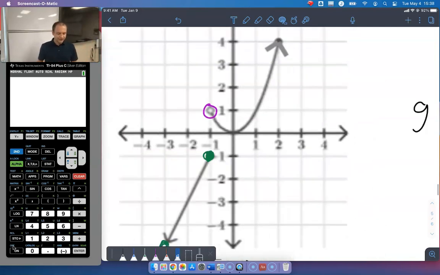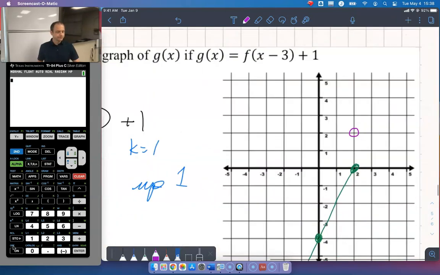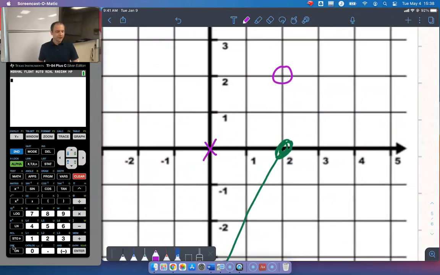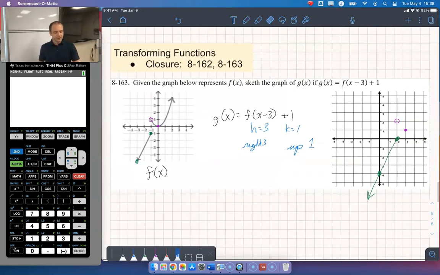So now the next point I'm going to use is probably my vertex, because it is a parabola, so it's an important point. That's at 0, 0. So if I start at 0, 0 and go to the right 3, up 1, that would put me right here. And the next point I'm going to use, it looks like it has a point at 2, 4.